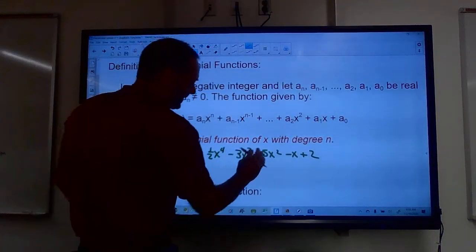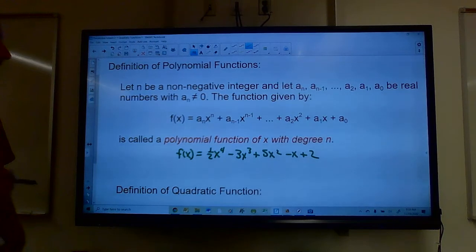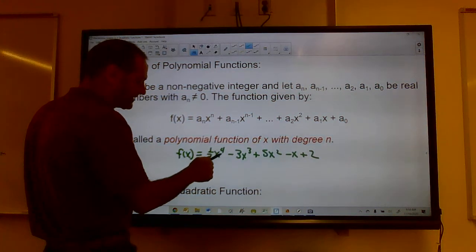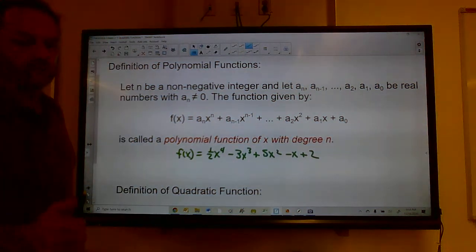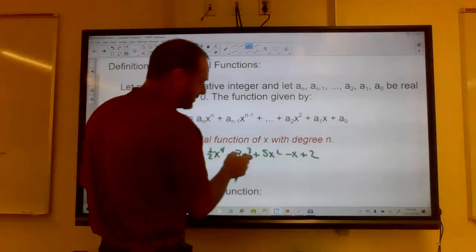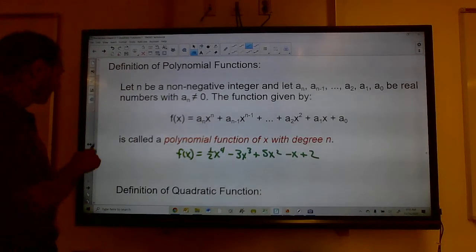And you can be missing any one of these except for the first one. Okay, so this polynomial has degree 4 because that's the biggest power. The degree is always the biggest power. And it doesn't matter what order these are in, the biggest power is the one that's the degree.